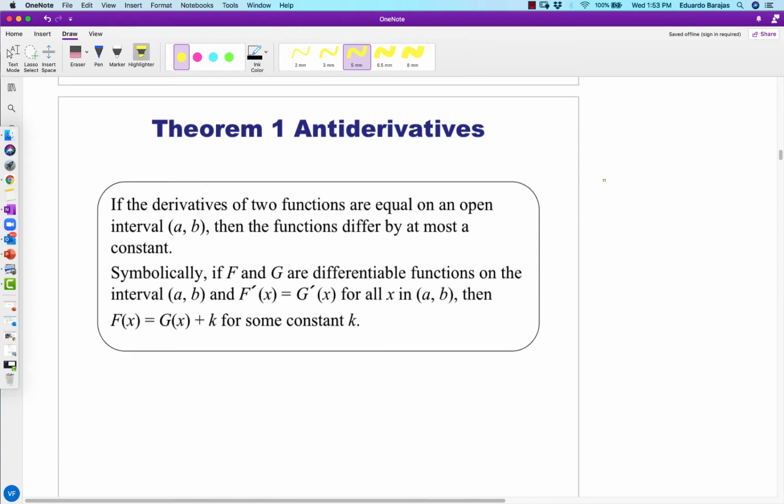Okay, theorem 1, antiderivatives. If the derivatives of two functions are equal on an open interval a to b, then the functions differ by at most a constant. Symbolically, if capital F and capital G are differentiable functions on the interval from a to b, and F prime of x equals G prime of x for all x in a, b, then F of x and G of x are equal to each other, and they're off by some constant at most, right? And of course that constant could be 0.